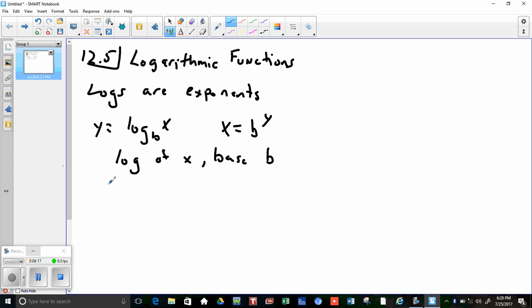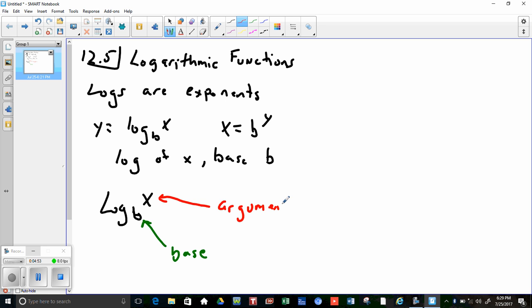So here are the pieces. If we're going to write a log of x base b, this is the base. And I'll try and explain what the base means a little bit later. That's a base b. There we go. This piece is what we take the log of. I call this the argument. Some books might call it something different. It is what you are taking the log of.